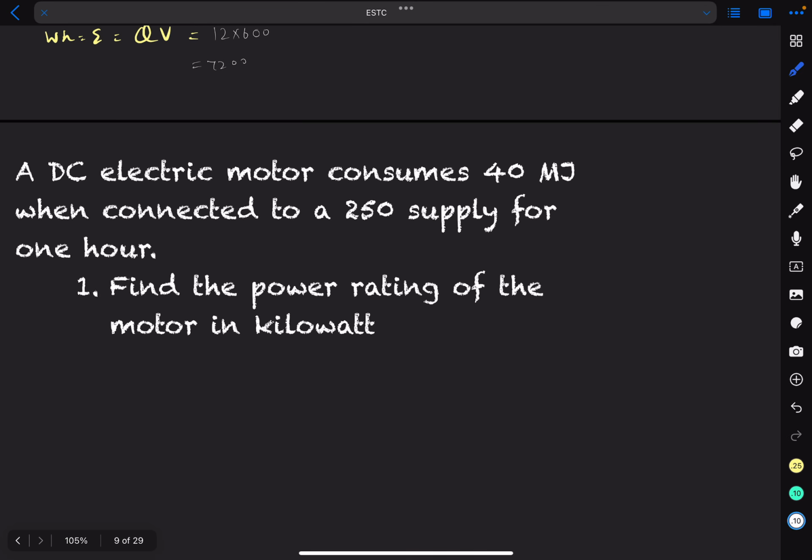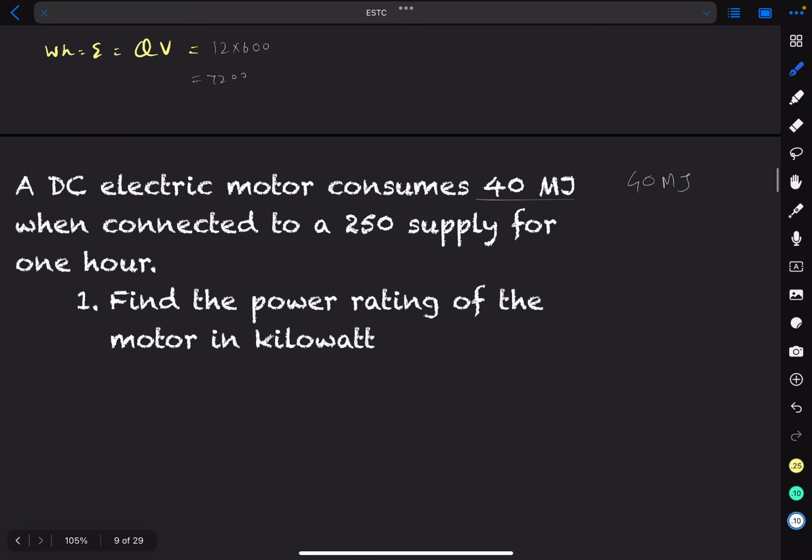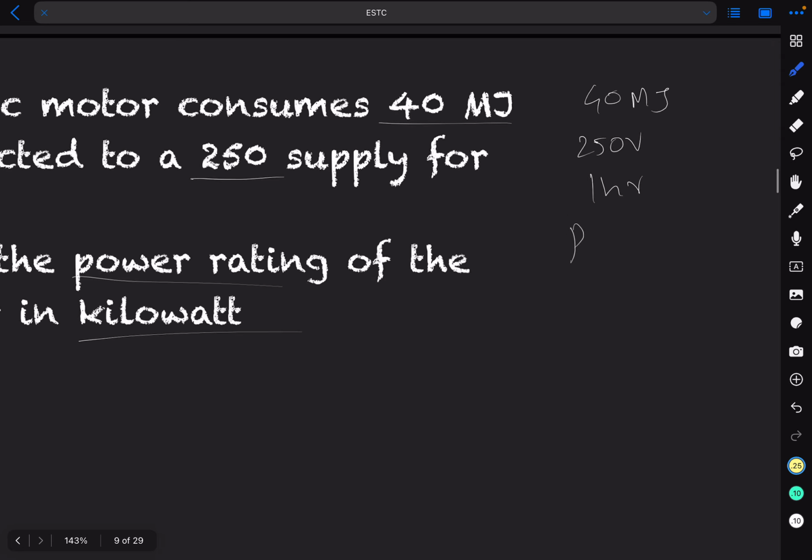A DC motor consumes 40 megajoule when connected to 250 volt for 1 hour. I'm sorry guys, it is megajoule. Okay, what are we supposed to find? Find the power rating in kilowatt. We are supposed to find the power. How can we do that? Do you have any idea?